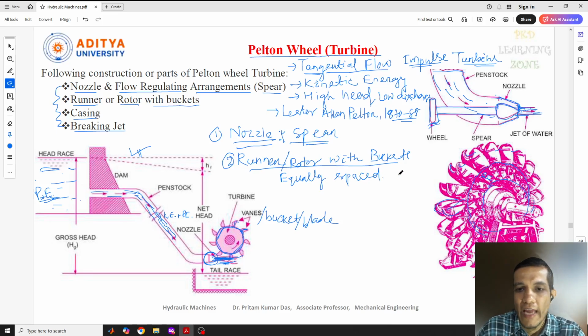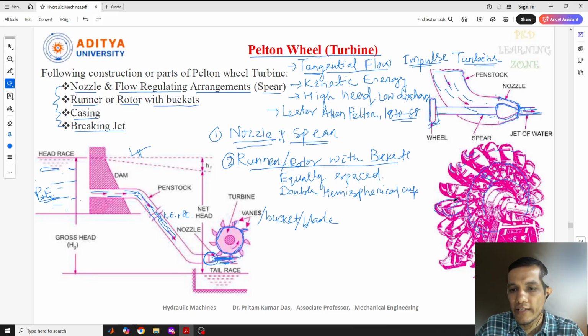Okay, and the shape of the bucket, if you see, it is like a double hemispherical cup type, or you can say a ball type. Small things you need to remember: these are the shapes. If you see, this is the shape.